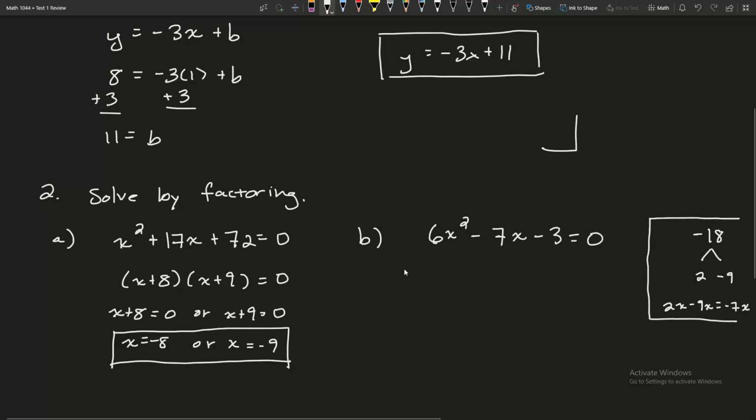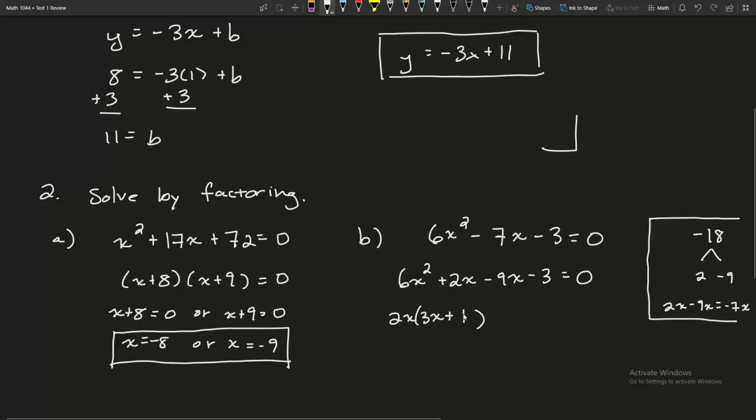So the next line down, we write 6x squared plus 2x minus 9x minus 3 equals 0. And then we pair the first two, 6x squared and 2x, and we pair the second two, minus 9x and minus 3, and we take the greatest common factor out of each pair. So we can take 2x out of 6x squared plus 2x, and 3x times 2x makes 6x squared, and 1 times 2x will make 2x.